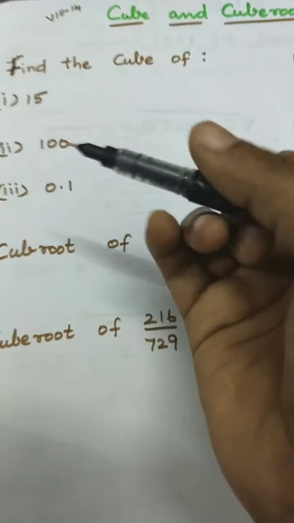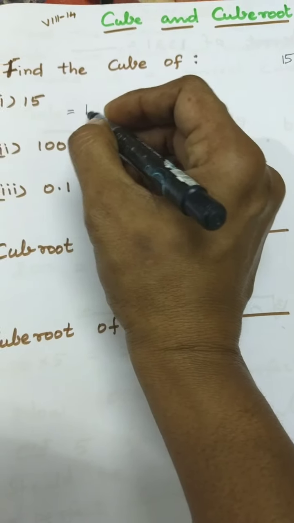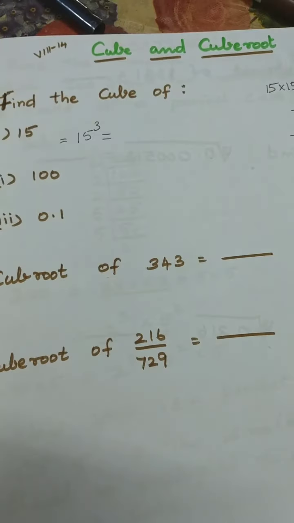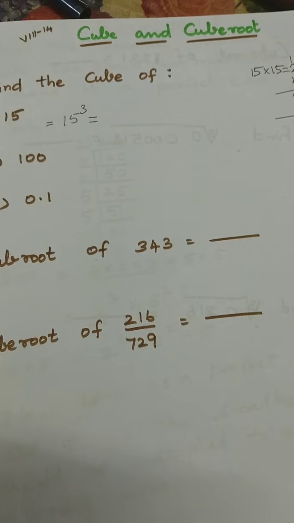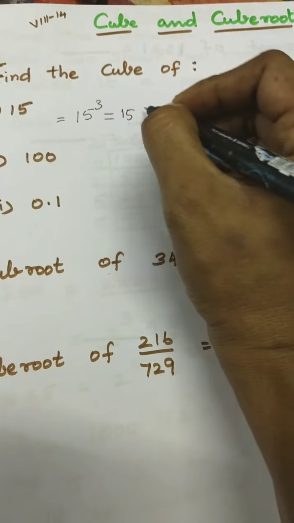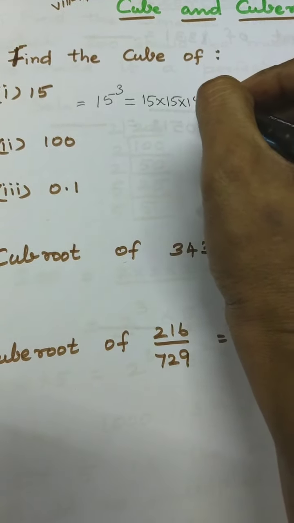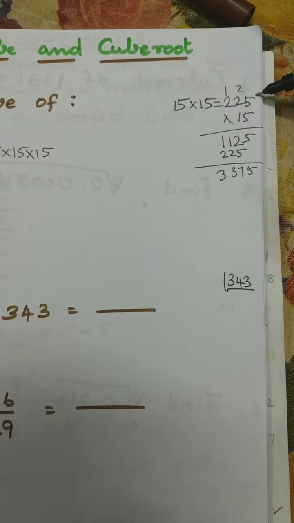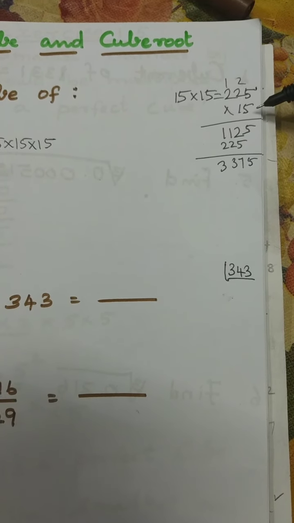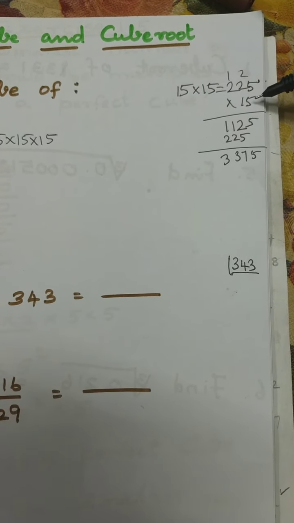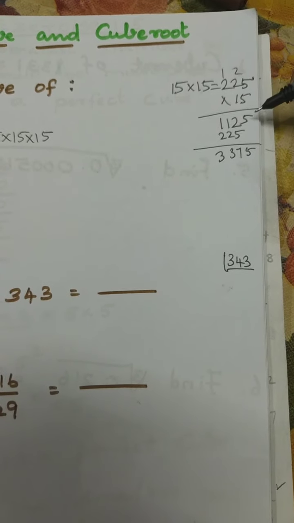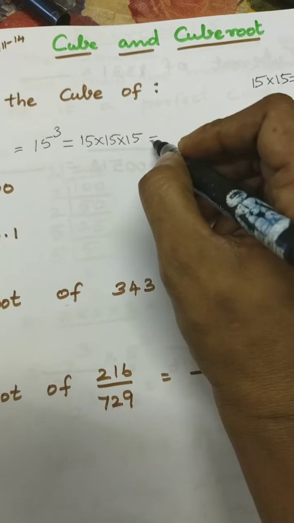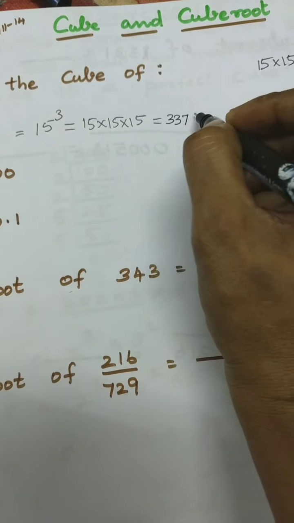15. Cube of 15 means you have to write this as 15 cube. Then you have to write this as 15 into 15 into 15. Now you have to multiply on the side. 15 15s are 225, we know. Now we shall multiply one more 15, and the answer is 3375. Like this you have to multiply and write 3375.